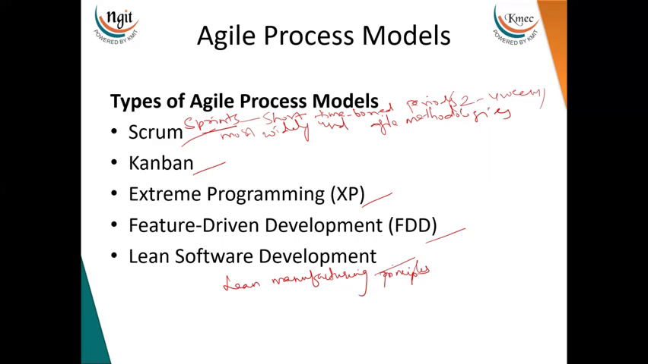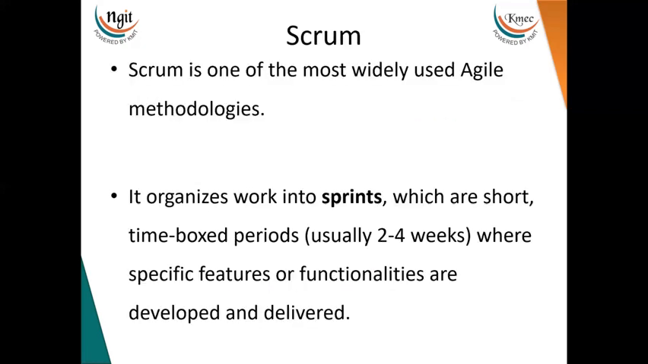So now let's try to look at these models. So first one is the Scrum model. As we discussed earlier, one of the most widely used agile methodologies is Scrum. Okay, and sprint is the unique feature which exists in Scrum, where it organizes work into sprints, which are short time-boxed periods, usually between 2 to 4 weeks, where specific features or functionalities are developed and delivered. So that is the Scrum model.